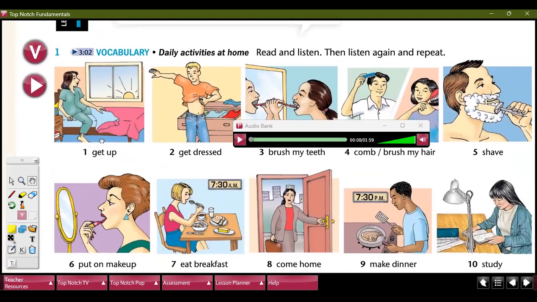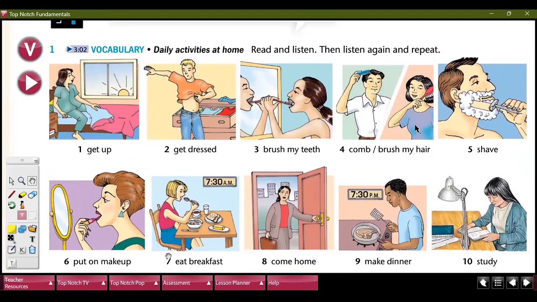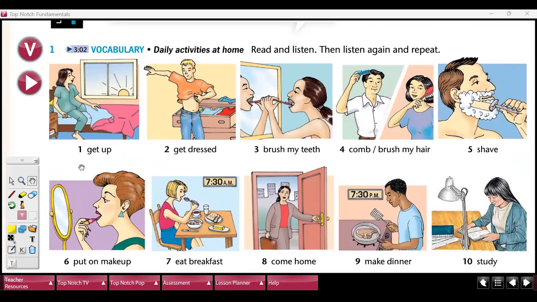Okay, so now, guys, we're gonna practice that together. Lo hacemos juntos, chicos. So listen and repeat that with me. Okay, number one, get up. Get up. Get up. What is get up? ¿Qué es get up? Levantarse.